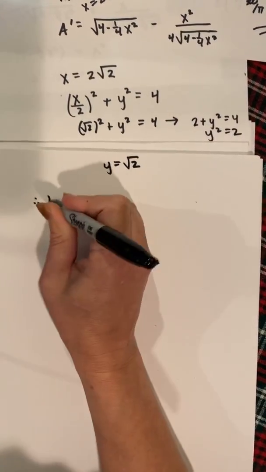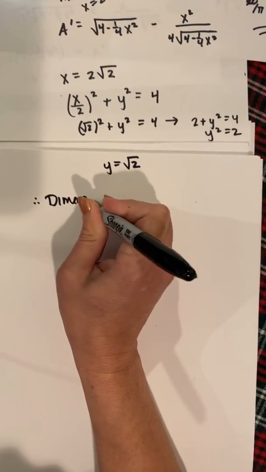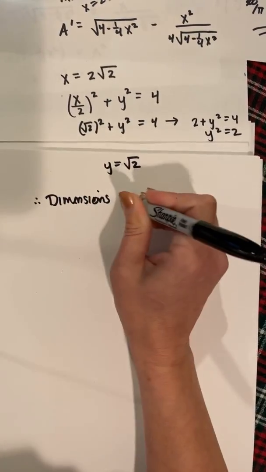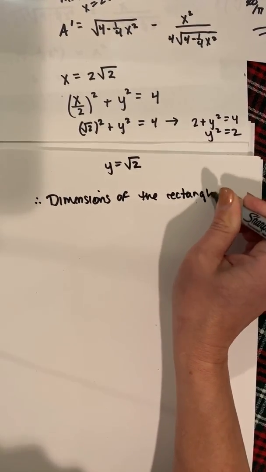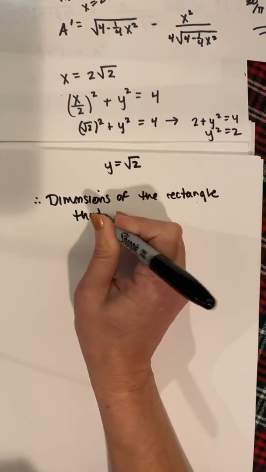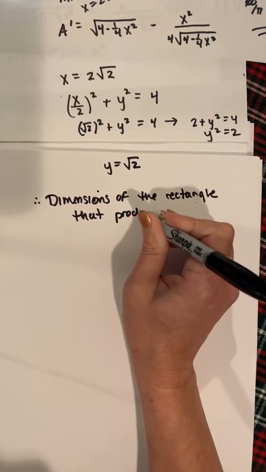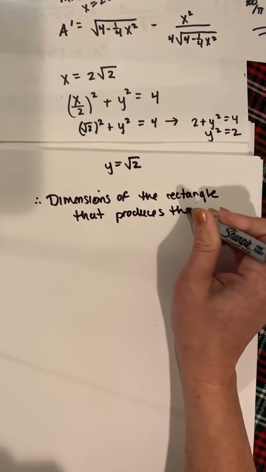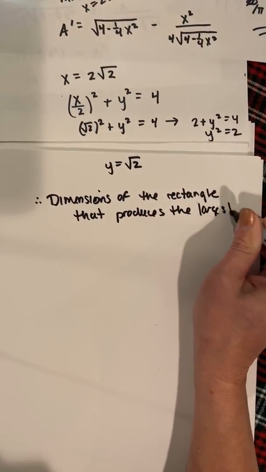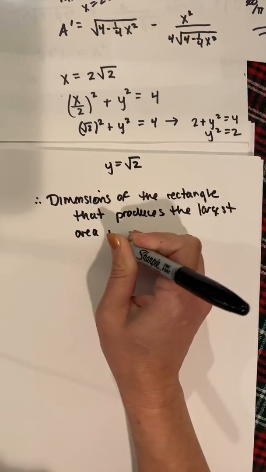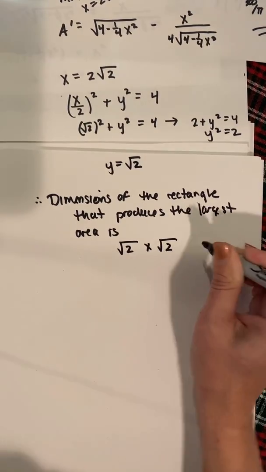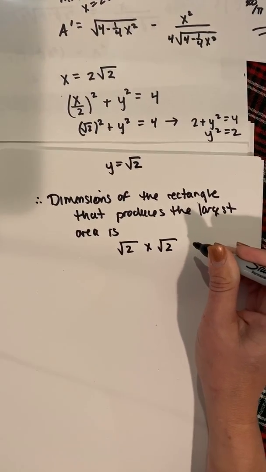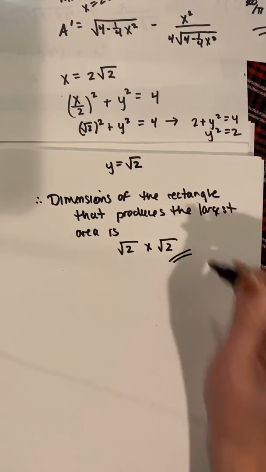So therefore, the dimensions of the rectangle that would produce the largest area is square root of 2. It's actually a square. Does it give me units? Nope, that's all we know.